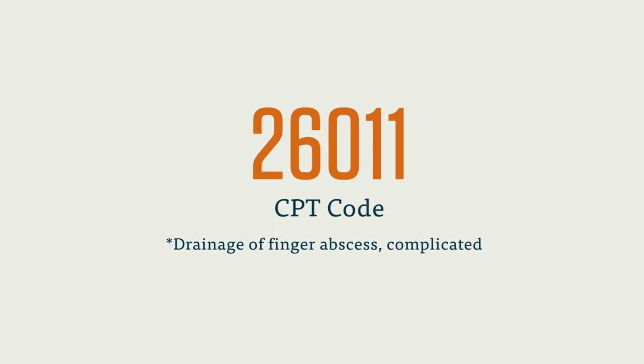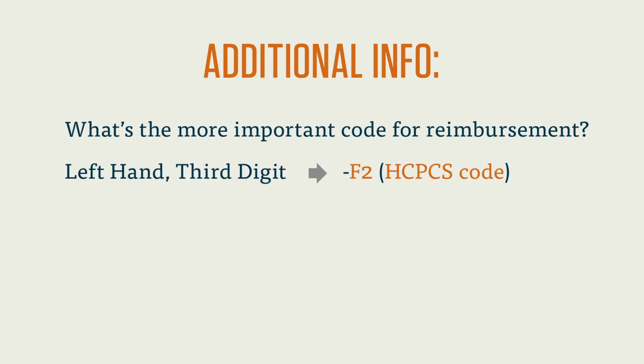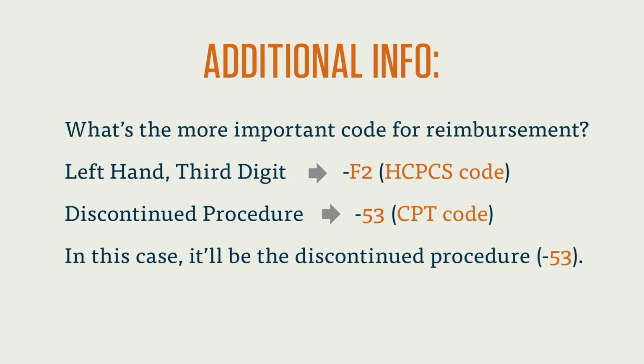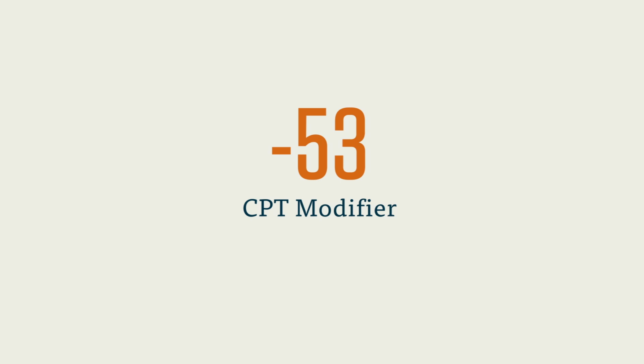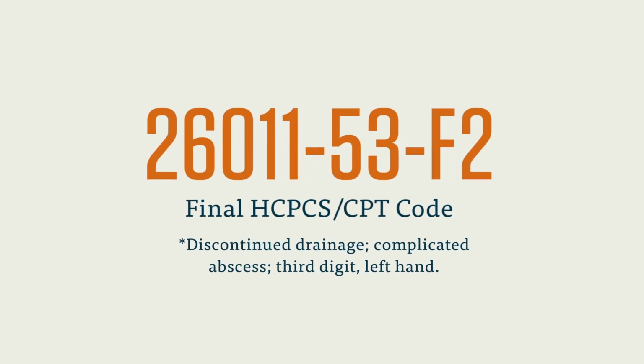Now we need to look at the additional information. What's the more important code for reimbursement? The place on the hand where the procedure took place, or the fact that the procedure was discontinued? In this case, it'll be the discontinued procedure. We'd add the CPT modifier -53 for discontinued procedure, and then we'd look at the HCPCS modifiers for where on the body the procedure was performed. If you'll recall, some of the HCPCS modifiers we listed earlier have to do with parts of the hand. We'll look at these modifiers and find the one that fits our need. F2 for a left hand third digit. So our code would look like this: 26011-53-F2, a discontinued drainage of a complicated abscess on the third digit of the left hand.